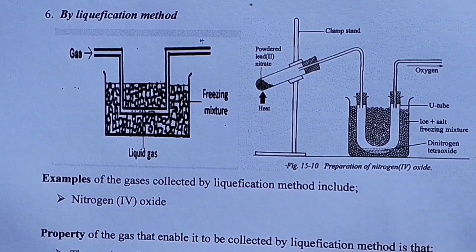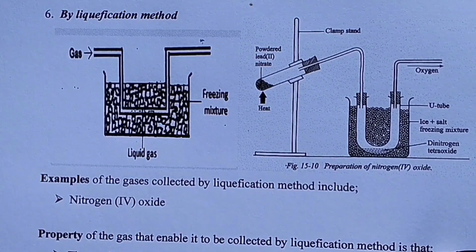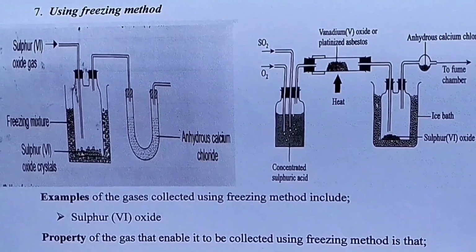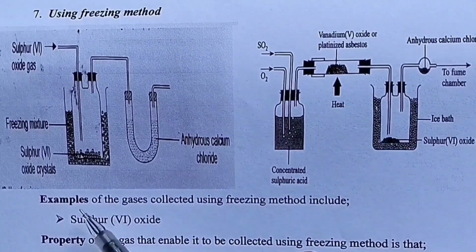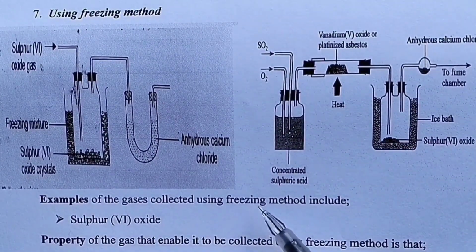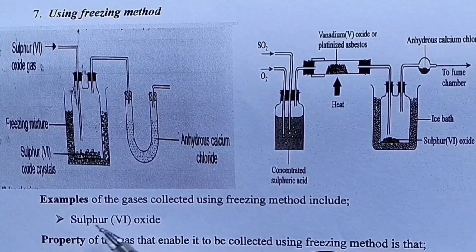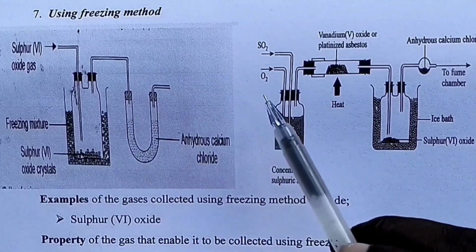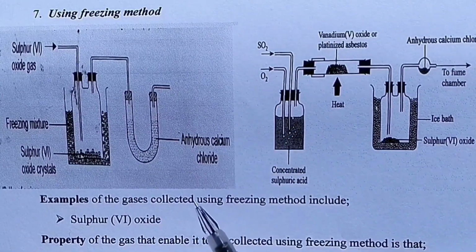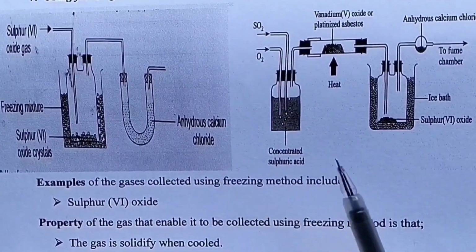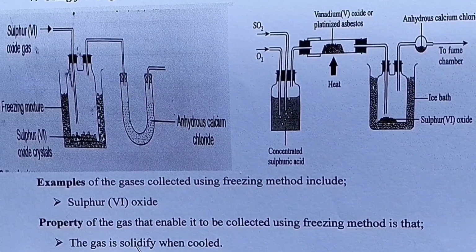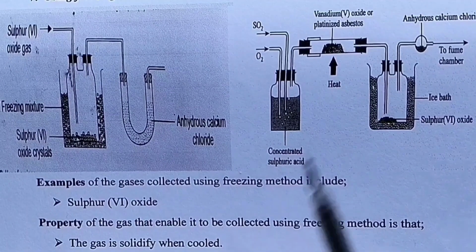So number seven is the use of the freezing method. Examples of the gases collected using freezing method include sulfur(VI) oxide gas. Sulfur(VI) oxide gas is collected by the use of freezing method, and the property of the gas that makes it possible to be collected by the freezing method is that the gas is solidified when cooled. It is easily solidified when cooled.